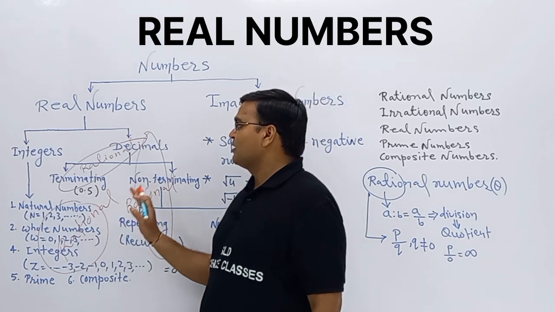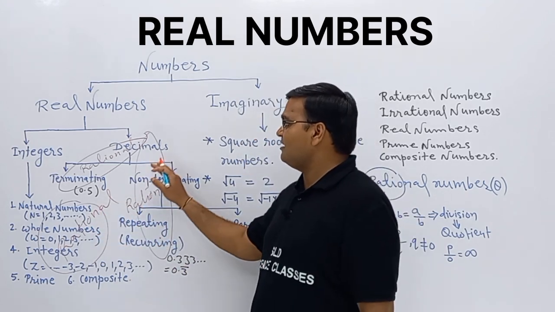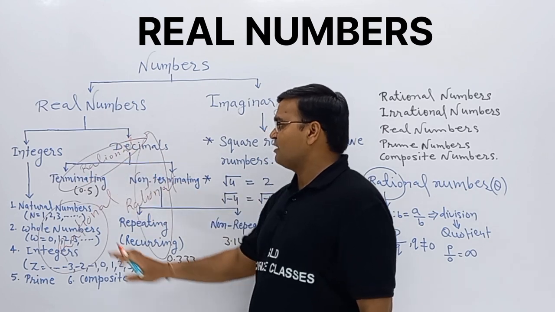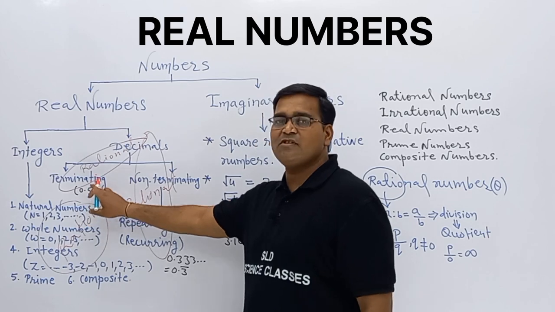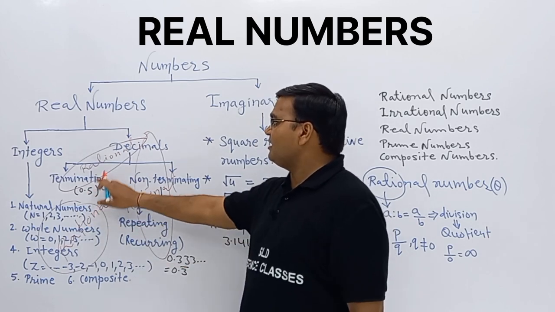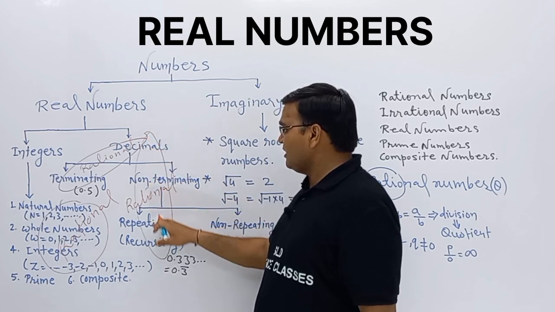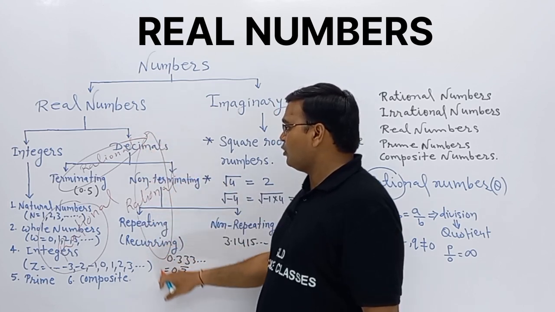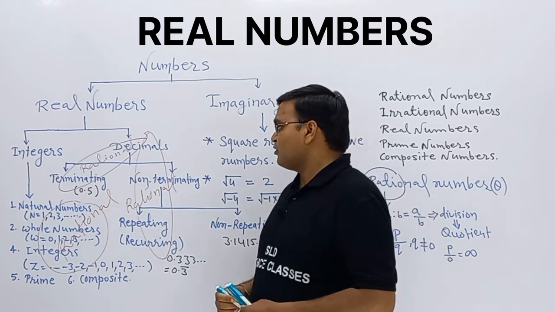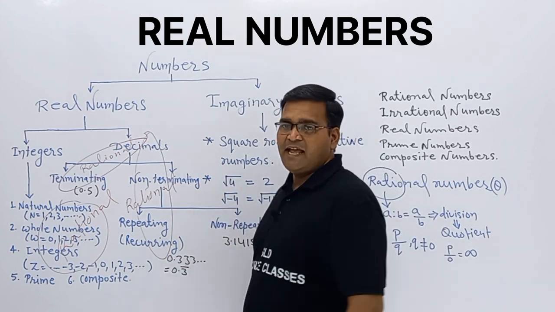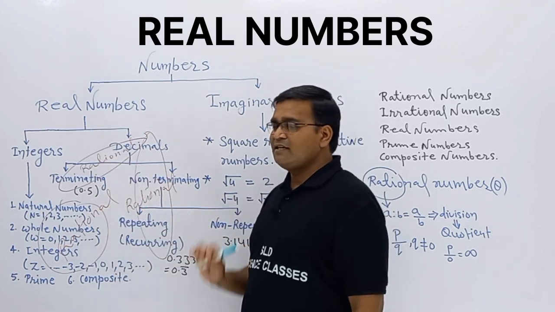In decimals, which numbers are rational? Terminating decimals, like the number 1/2. Once we solve it, we get 0.5. This is terminating. Terminating decimal expansions are rational. Non-terminating repeating expansions are what? Rationals. So I have explained only rational numbers. These all are rational numbers.